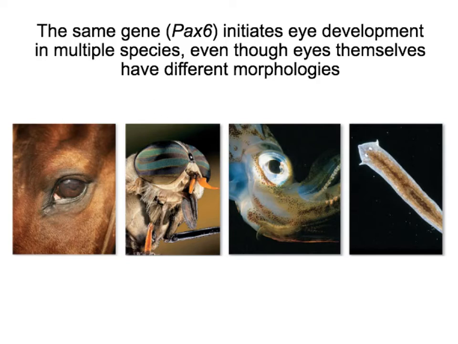For a long time, and when I was in college, for example, we used to think that eyes had evolved independently in different animal groups. So we thought that the eyes, for instance, of mollusks, like the squid here, had evolved independently from the eyes of arthropods and the eyes of vertebrates.